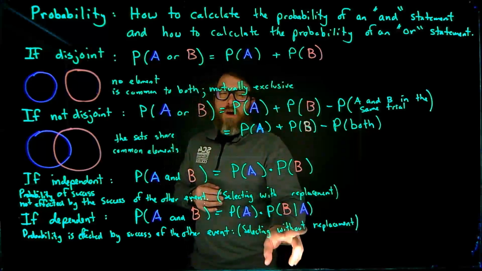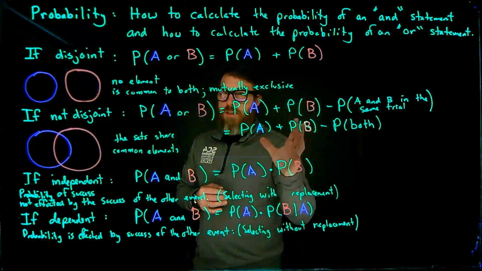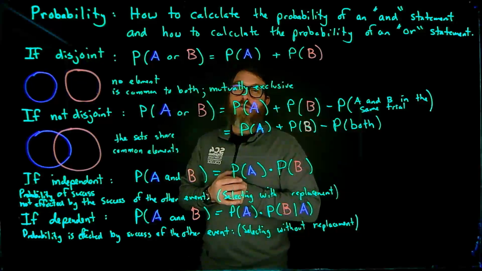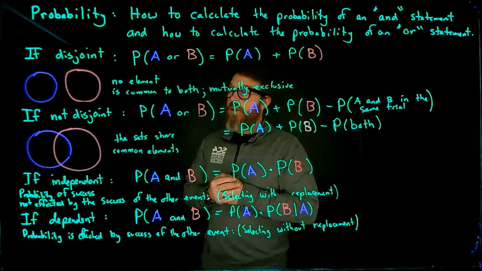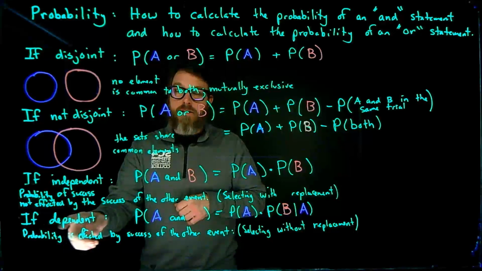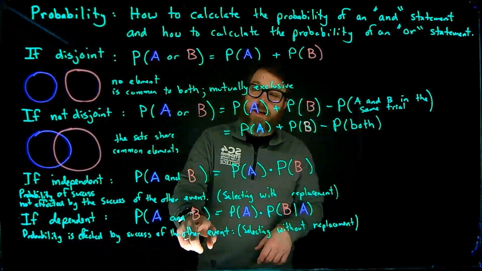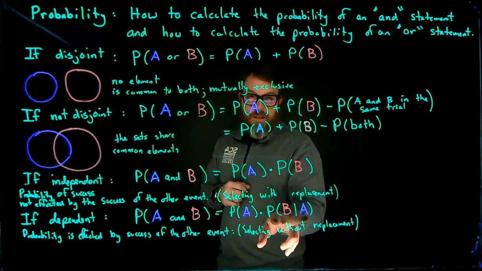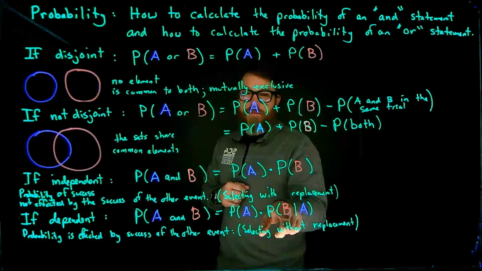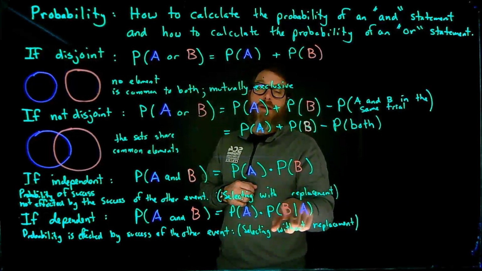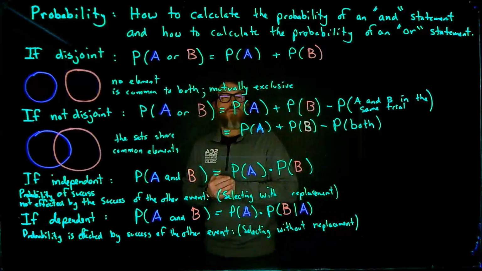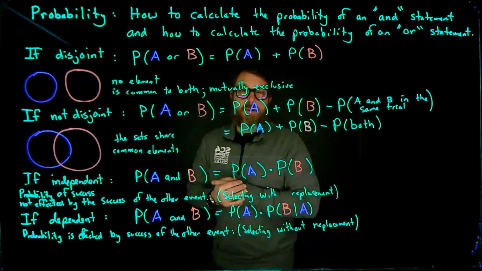Now, if I'm selecting without replacement, which means if I've successfully grabbed something, I don't put it back, so now that thing is gone, which means your sample space has changed a little bit. So we say that this is dependent. So the probability of A first and B second is going to be the probability of A times the probability of B after A has been selected, and then that particular person or thing has been taken away from the sample space.